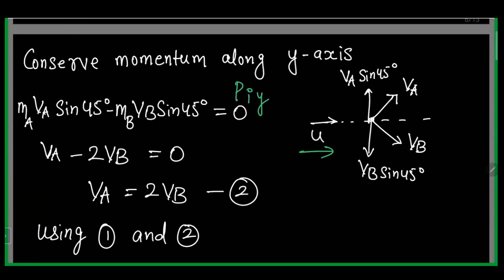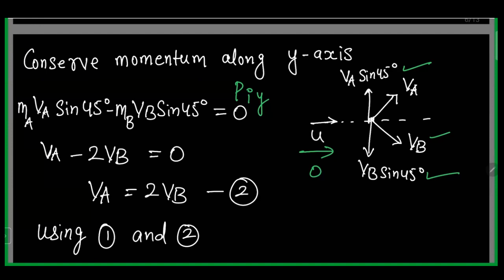It is 0. Why? Because the body was initially moving along X, so there was no initial momentum along Y. But there is a final momentum along Y. For VA, the Y component is VA sin 45, and for VB, the Y component is VB sin 45.